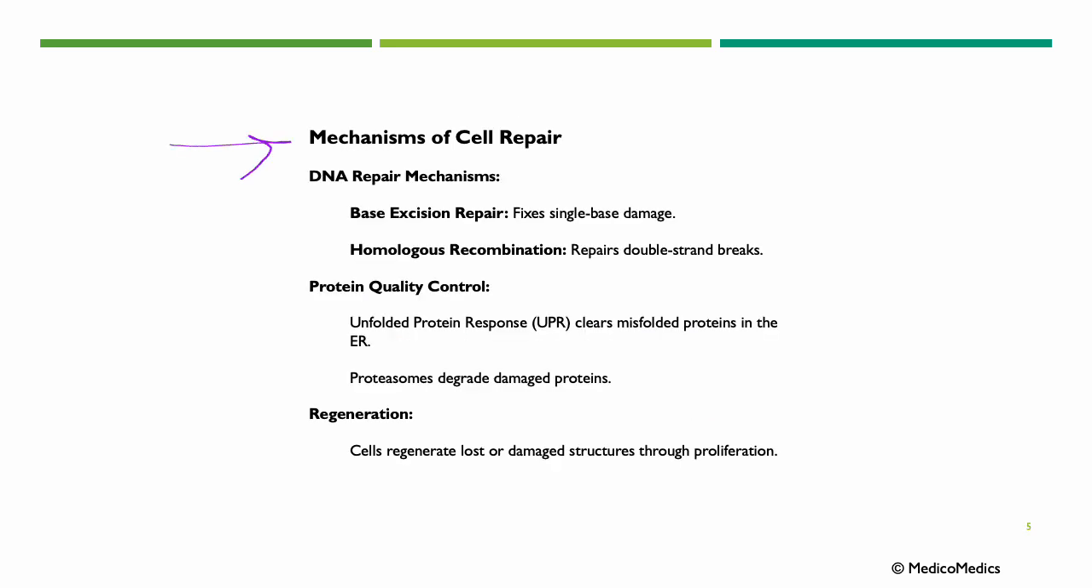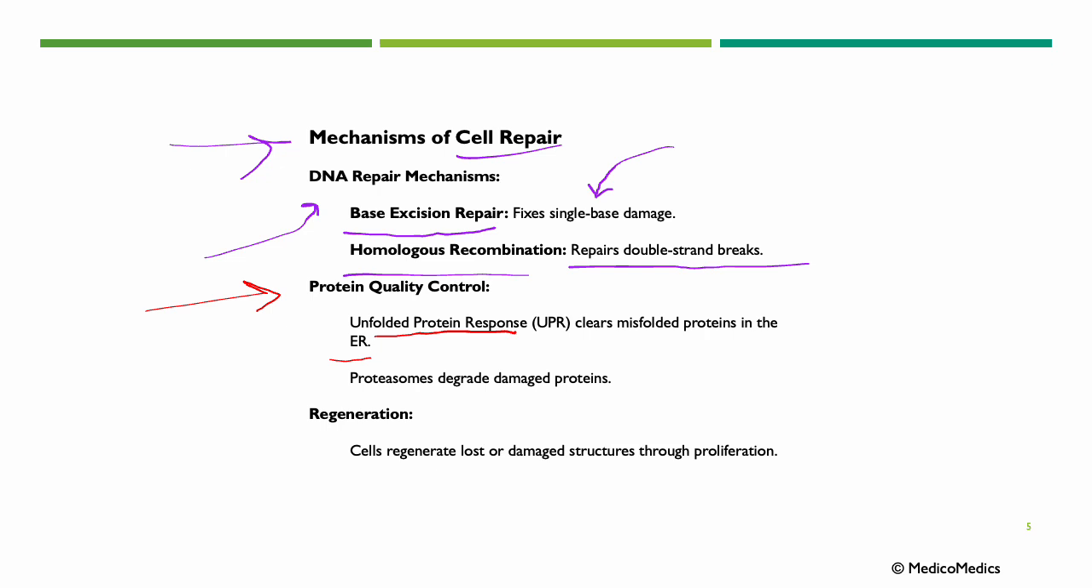What are then some mechanisms of cell repair? Well, DNA repair mechanisms include base excision repair, where single base damage is fixed. We have homologous recombination, where repairs of double-stranded breaks are made. Another one is protein quality control, so the unfolded protein response clears misfolded proteins in the endoplasmic reticulum.